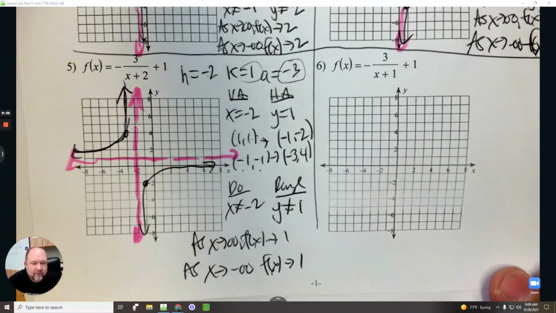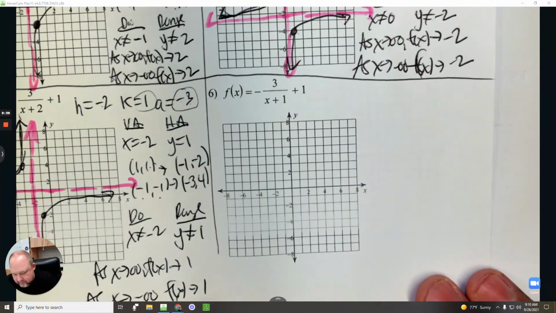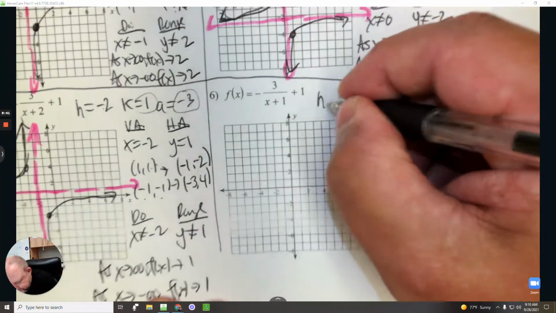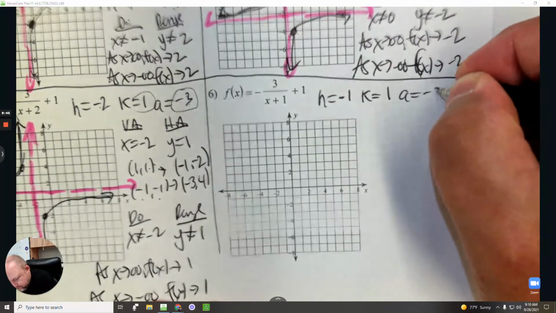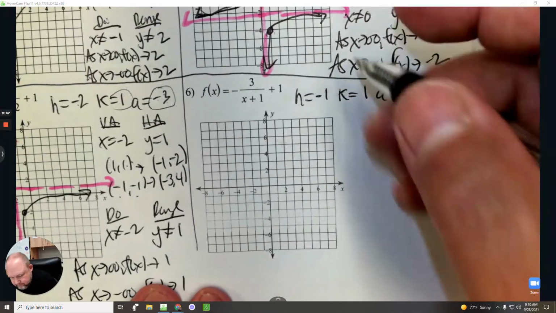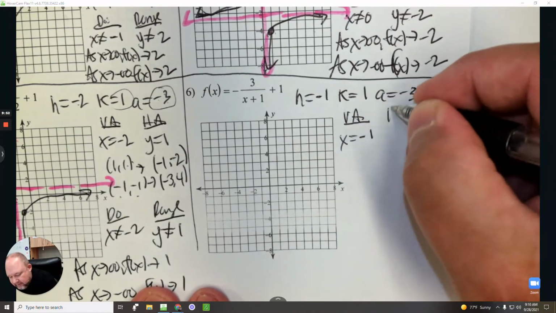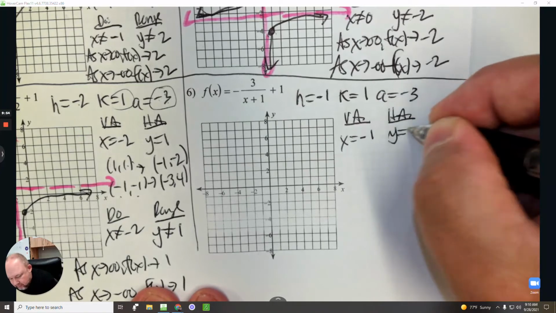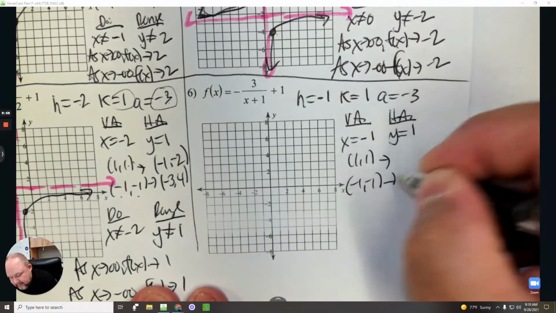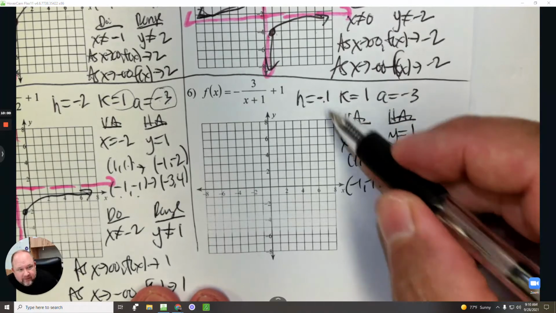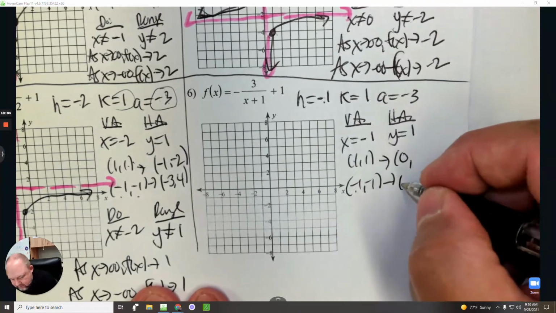All right, on to number 6. You first. Press pause. So the vertical asymptote is at x equals -1, and the horizontal asymptote is at y equals +1. We're going to change 2 points. So the h is negative 1, so 1 take away 1 is 0. Negative 1 take away 1 is negative 2.